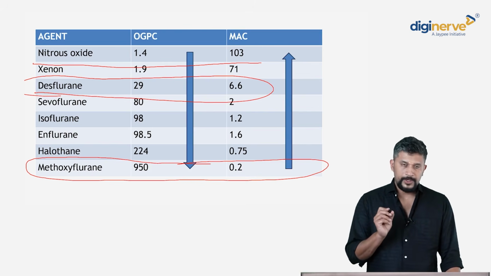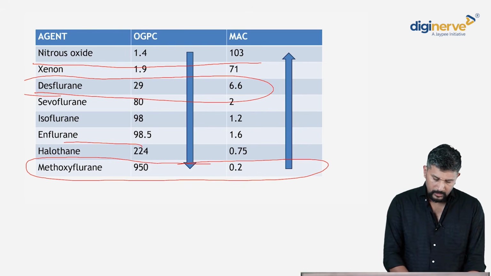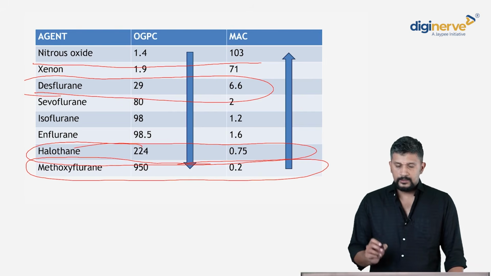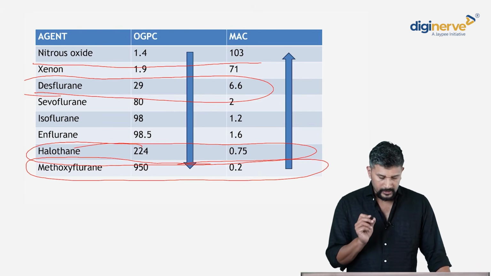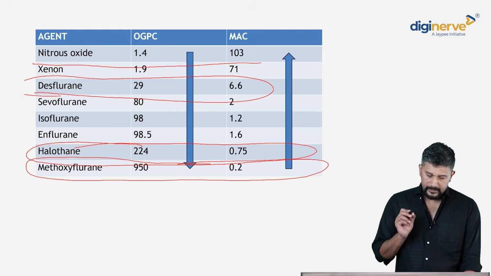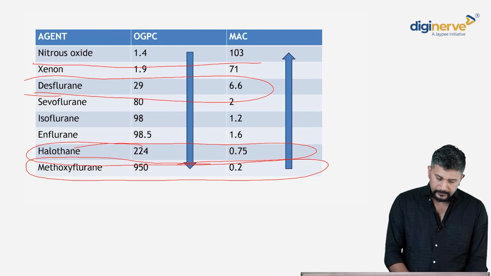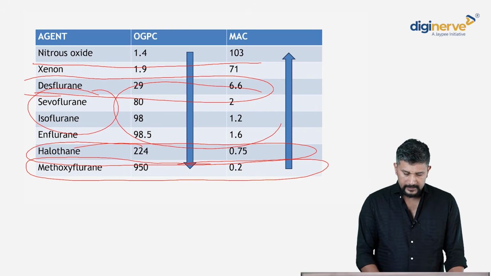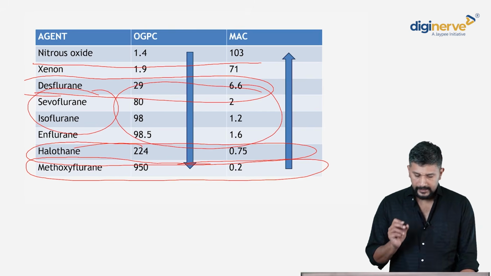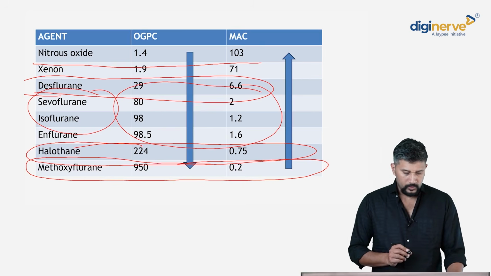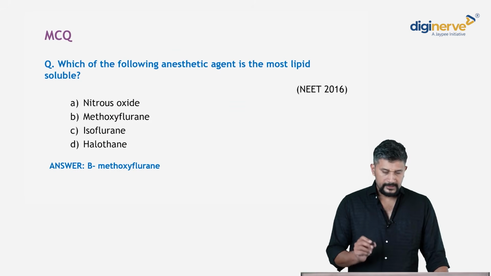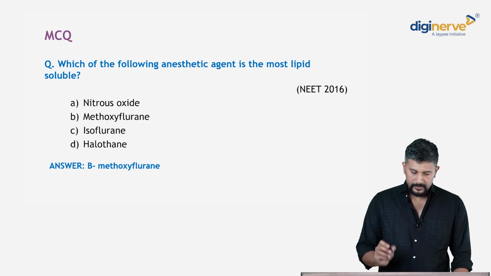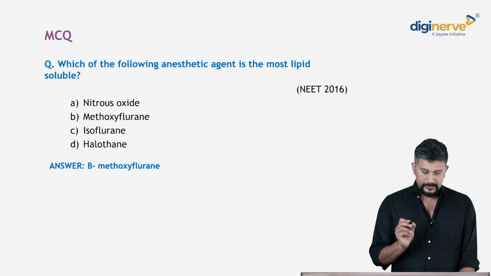MAC value of 0.2. Amongst the more commonly used volatile anesthetic agents, halothane has an oil gas partition coefficient of 224 with a MAC value of 0.75. Sevoflurane and isoflurane are in between with an oil gas partition coefficient of 80 and 98 and a MAC value of 2 and 1.2. So these are numbers you have to commit to your memory. Please do remember them because it is often asked in your entrances.